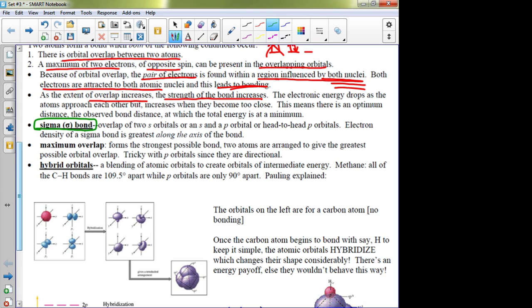So, what we're going for here is, what is a sigma bond? What makes a sigma bond? It's either an overlap of two s orbitals, or an overlap of an s and a p orbital, or a head-to-head overlap of p orbitals. Now, what do I mean by head-to-head? Let's look at this picture down here.